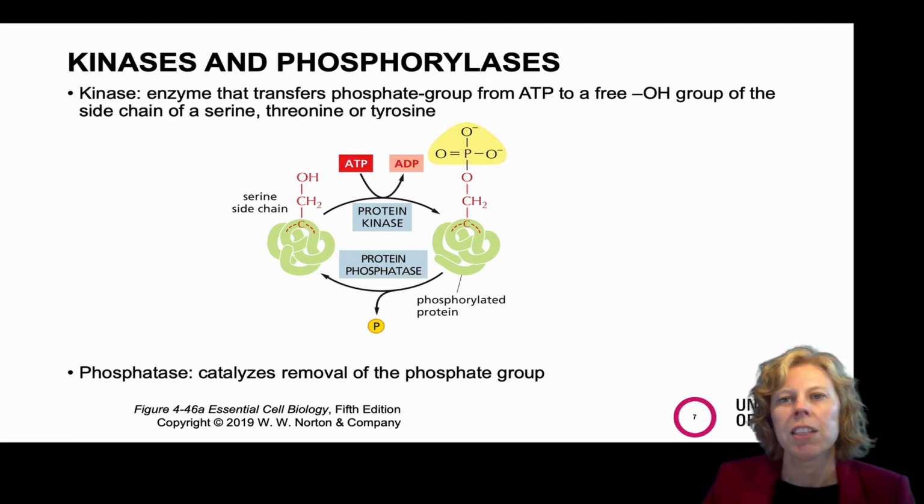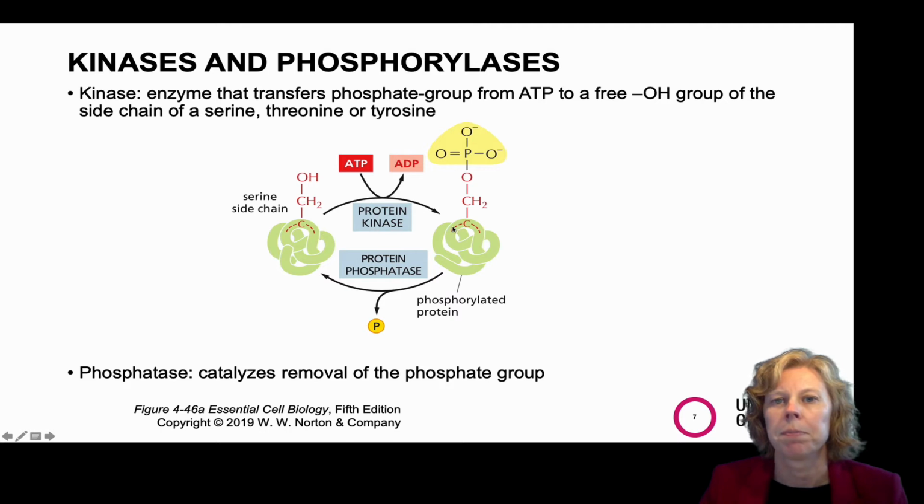A kinase is an enzyme that transfers a phosphate group of ATP to a free hydroxyl group in the side chain of a serine, threonine, or tyrosine. In this example, the phosphate is added to a serine side chain. A phosphatase catalyzes the removal of this phosphate group.